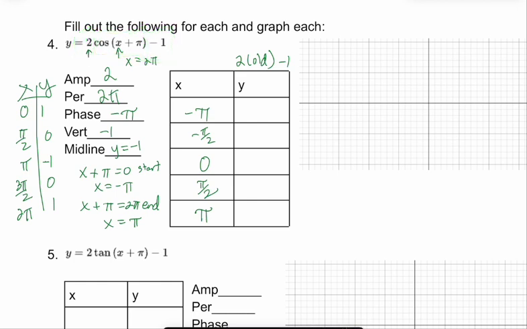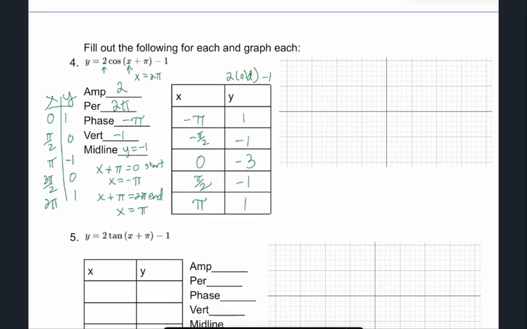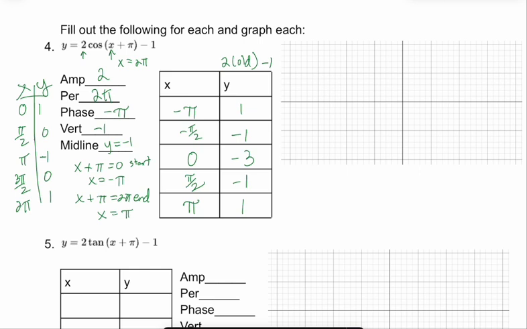So that's why you have the old ones sitting there. 2 times 1 is 2, minus 1 is 1. 2 times 0 is 0, minus 1 is negative 1. 2 times negative 1 is negative 2, minus 1 is negative 3. And then we already did that math, so you can just fill those in. So let's fill in our graph paper. We need to go negative pi to positive pi.